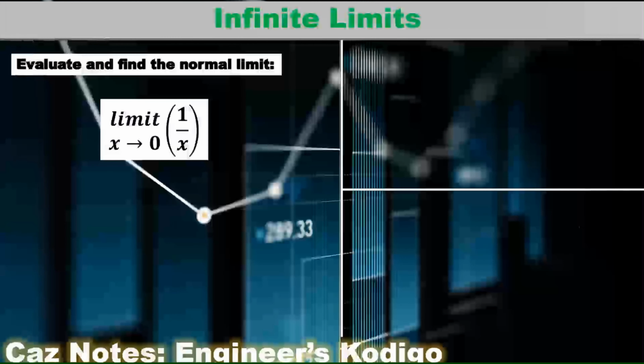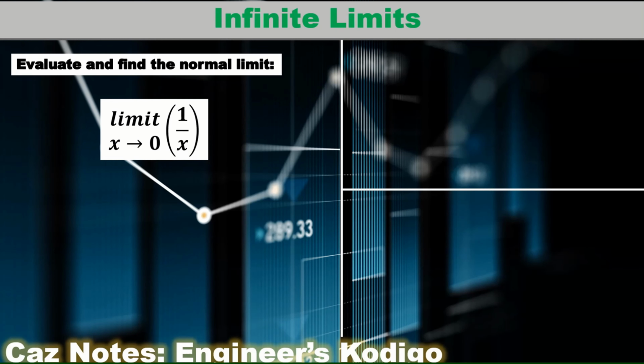We have here an example. We are going to evaluate and find the normal limit of the function 1 over x as x approaches 0. Looking at the given function, as you can see, we cannot simply plug 0 into the equation, right? So what will happen is it will be undefined.